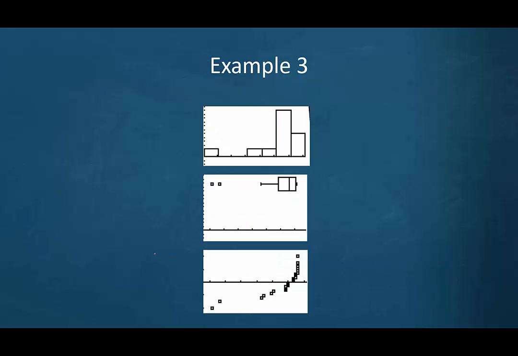Another one, example 3, this is strictly using the TI. We have a left skewed histogram here at the top, and its corresponding box plot indicating non-normal, and then more confirmation is the probability plot here at the bottom. This does not lie along a straight line. There's some definite curvature to the plot.